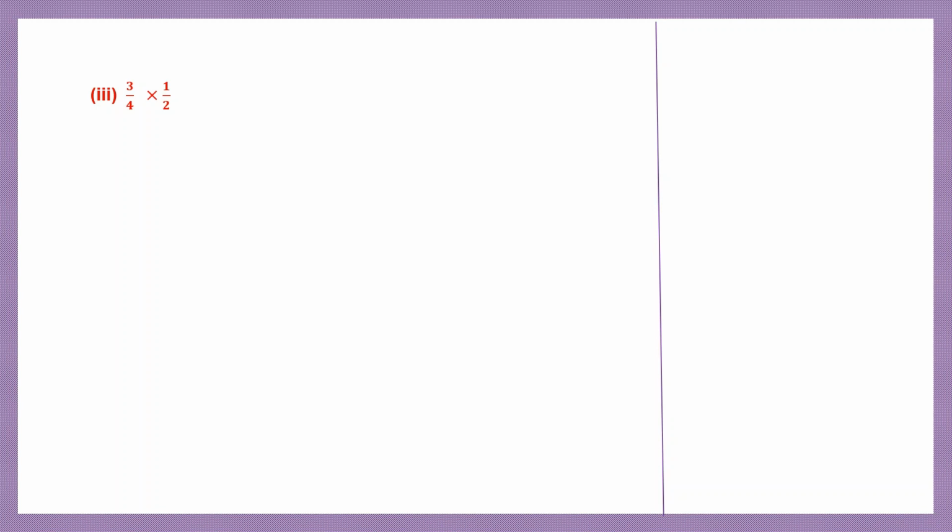Question 3. 3 by 4 into 1 by 2. Now what is it that we can cancel? We cannot cancel 2 and 4 because both are in the denominator. One should be in the denominator and one should be in the numerator. So here there's nothing we can cancel. So we have to multiply the numerators 3 into 1 and the denominators 4 into 2. So 3 1's are 3 and 4 2's are 8. So this is our answer, 3 by 8.